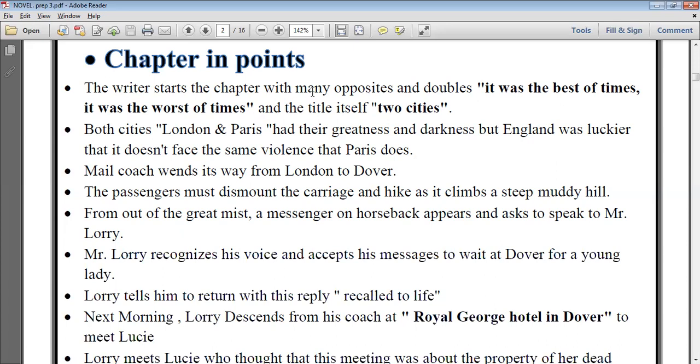From out of the great mist, equal to fog, a messenger on horseback appears and asks to speak to Mr. Lorry. Mr. Lorry recognizes his voice and accepts his message to wait at Dover for a young lady. Lorry tells him to return with his reply, recalled to life. And this is the title of chapter 1, Recalled to Life. From this title, my dear students, you can imagine that someone was about to die and was recalled to life again.